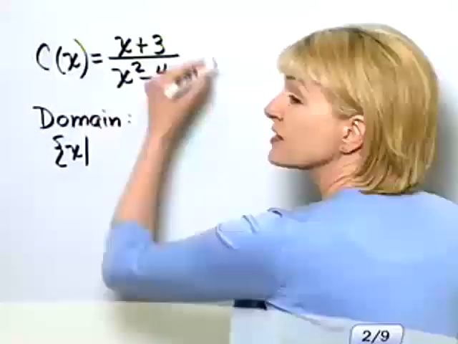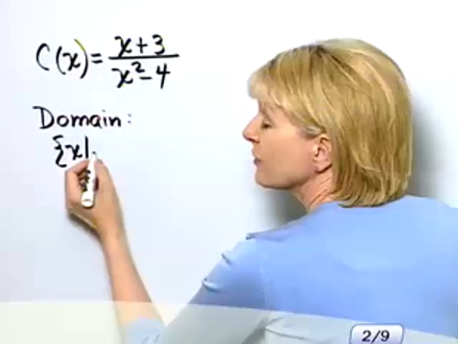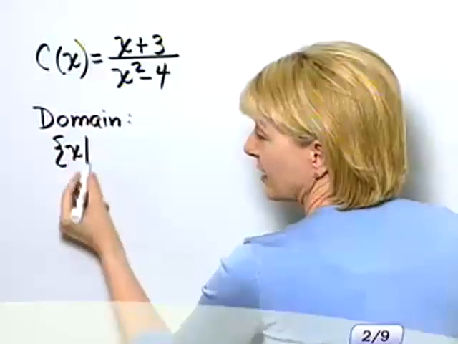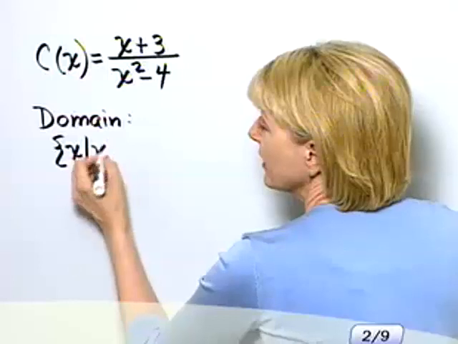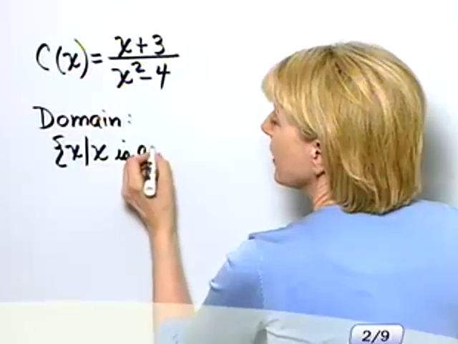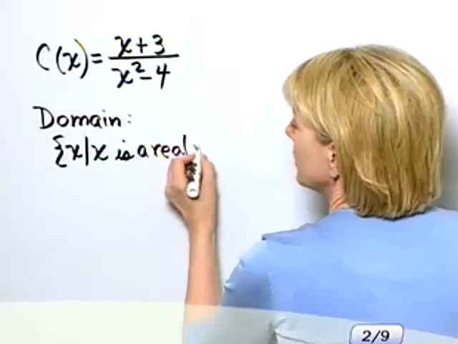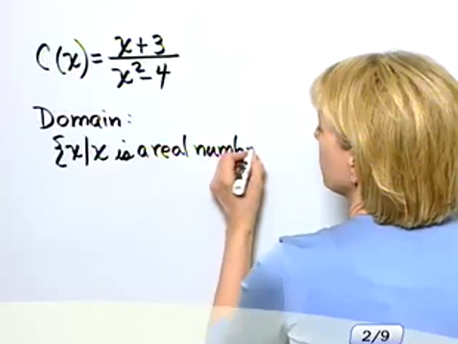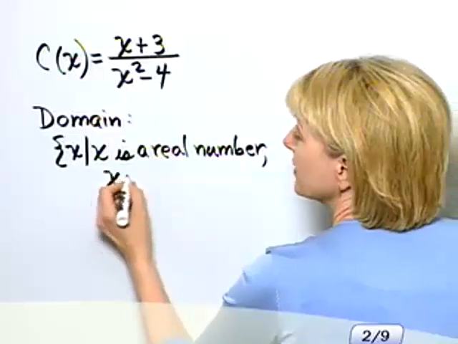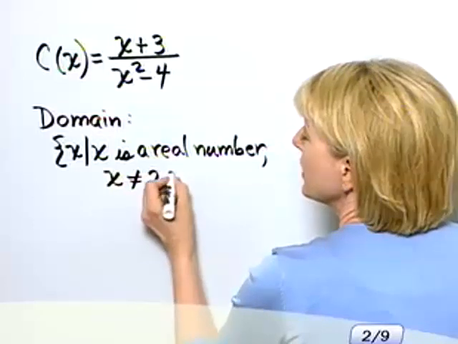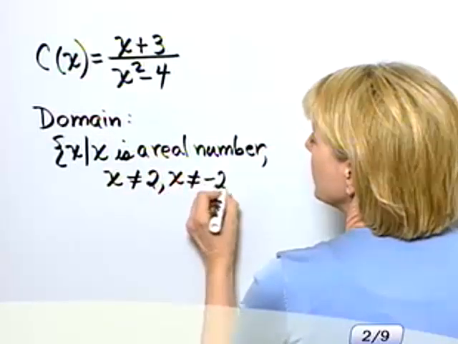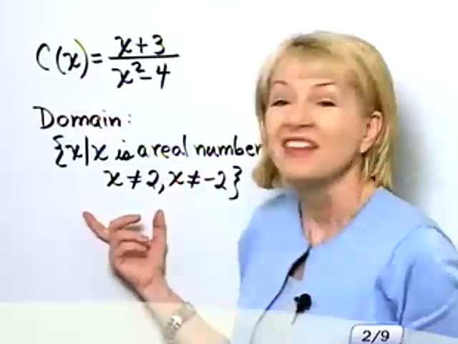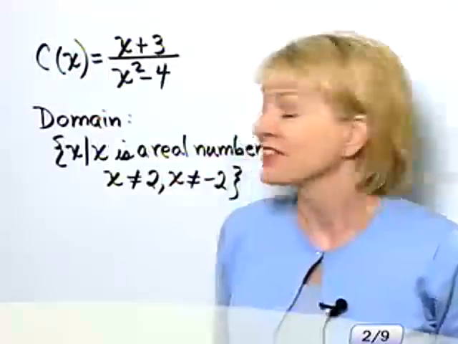So, again, now let's get back to our domain question. The domain of this rational function is a set of all numbers x such that, we read that as such that, x is a real number, but x cannot be 2 and x cannot be -2. There we have the domain of this rational function.